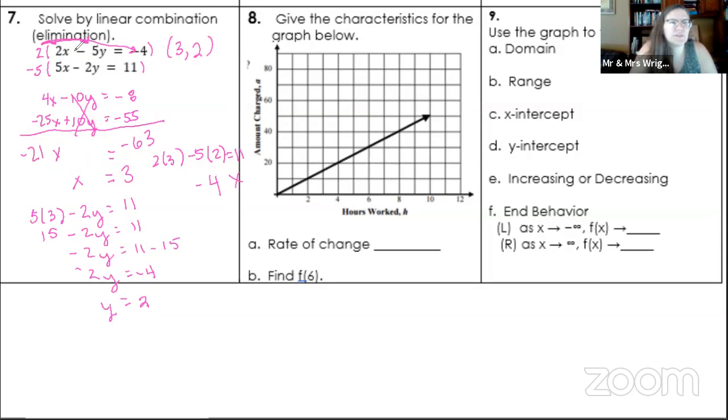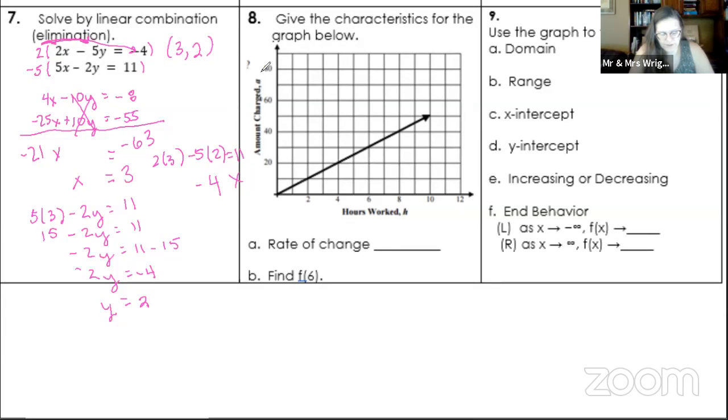Okay, positive 2 times a negative 5 makes a negative 10. Negative 5 times a negative 2 makes a positive 10. So I think that I'm on the right track for this. Let's make sure I did my other work correctly. 2 times 2 is positive 4. 2 times negative 4 is negative 8. Negative 5 times positive 5 is negative 25. Negative 5 times 11 is negative 55. 4 minus 25 is negative 21. Negative 8 minus 55 is negative 63, divided by negative 21 is positive 3.